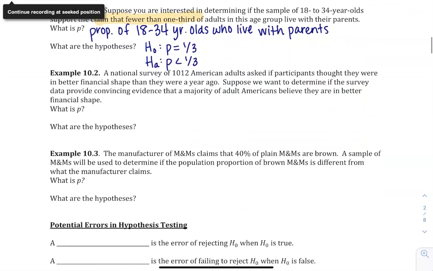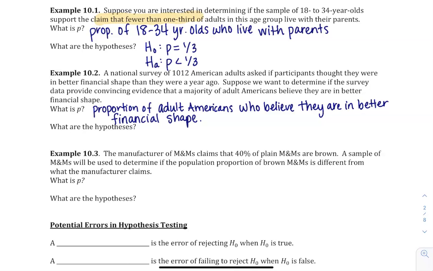Now let's look at example 2. We have a survey of 1,012 Americans, and we're looking to see if they think they're in better financial shape than they were a year ago. Suppose we want to determine if the survey data provide convincing evidence that a majority of adult Americans believe they are in better financial shape. So what is P? What do we want to know? Well, we want to know the proportion of adult Americans who believe they are in better financial shape. If you need to pause the video and write that down, this would be a good time to hit pause. But then we need to state our hypotheses.